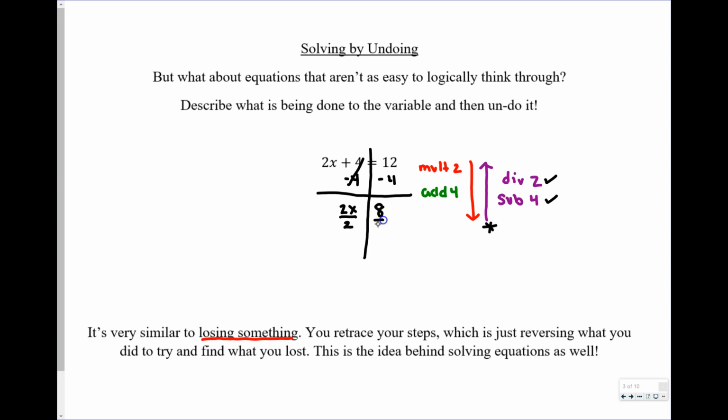The next step says divide by 2. So I'm going to divide by 2 on both sides. These 2's cancel out because they become a 1. So I've got x by itself, and then 8 divided by 2 is 4. So that is my final answer.